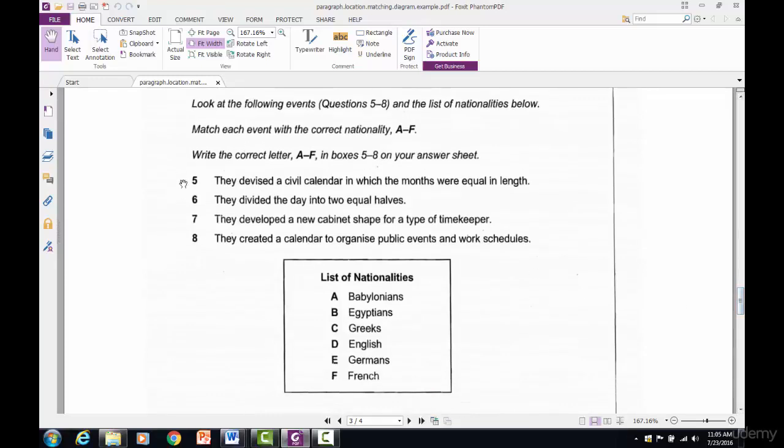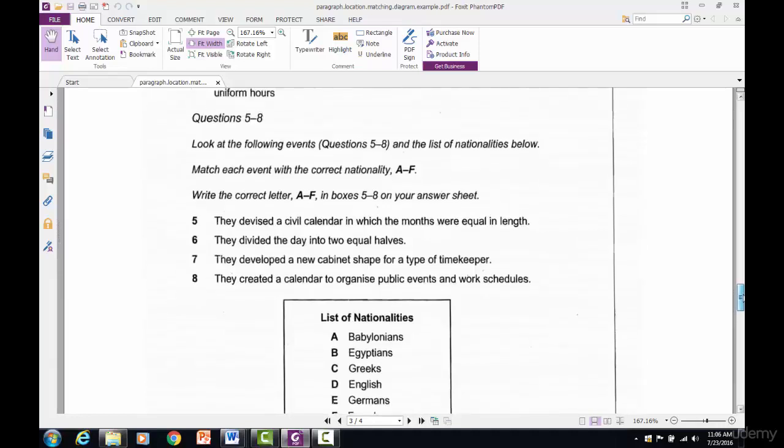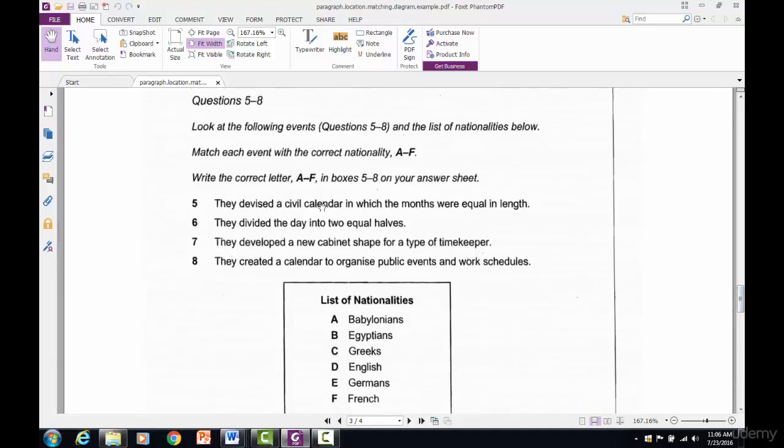We have 4 questions, 5, 6, 7, 8, and we have 6 names in the box. Okay, so that means 2 of the names don't belong. All right, now for this one, it doesn't tell us that we can use a name more than once.